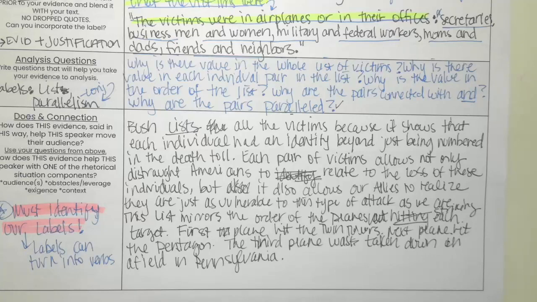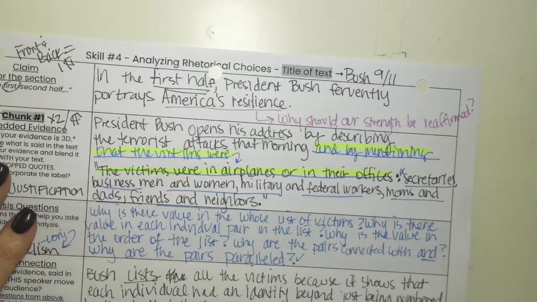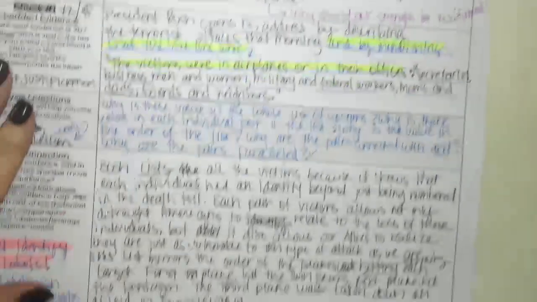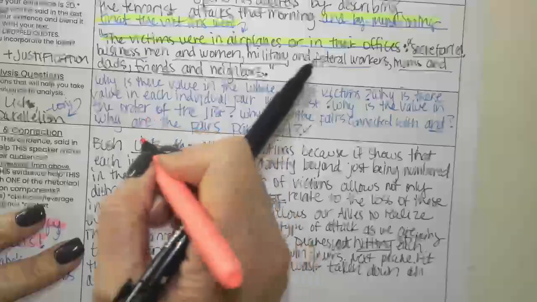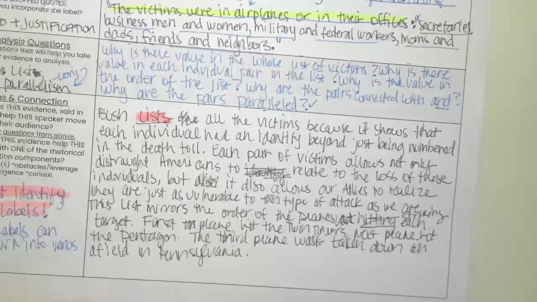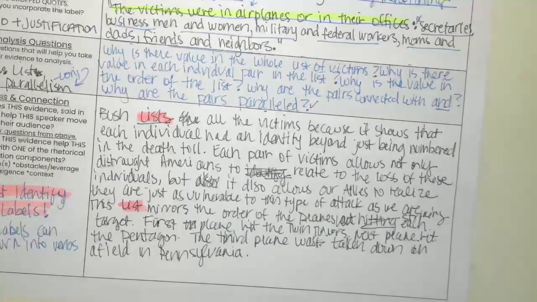So, listen to the first chunk. This is half of a paragraph. In the first half, President Bush fervently portrays America's resilience. President Bush opens his address by describing the terrorist attacks that morning and by mentioning that the victims were secretaries, businessmen and women, military and federal workers, moms and dads, friends and neighbors. Bush lists all the victims because it shows that each individual had an identity beyond just being numbered in the death toll. Each pair of victims allows not only distraught Americans to relate to the loss of these individuals, but it also allows our allies to realize they are just as vulnerable to this type of attack as we are. The list mirrors the order of the planes striking each target. First plane hit the Twin Towers, next plane hit the Pentagon, the third plane was taken down on a field in Pennsylvania.